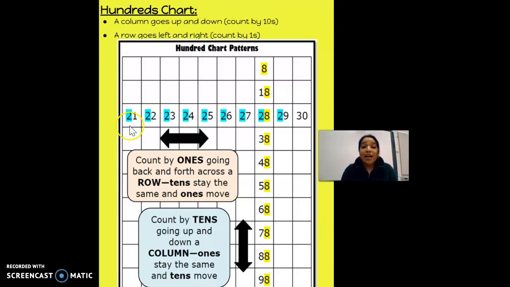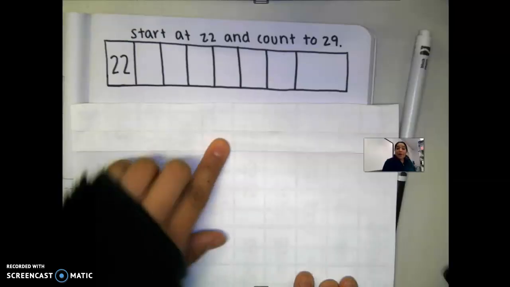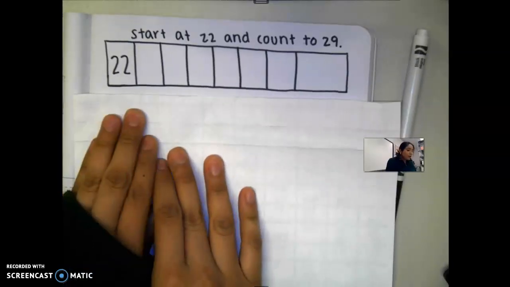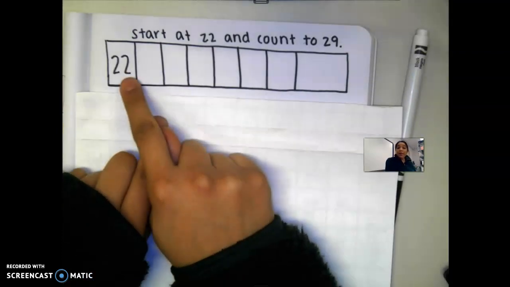So right here, let's look at our numbers that are highlighted in blue. We can see that we're going to go left and right in our row, and we are counting by ones. So 21, 22, 23. But we see that the tens place always stays the same. So we still have 2 tens, no matter if we have one less or one more. Our tens stay the same. Awesome job at remembering.